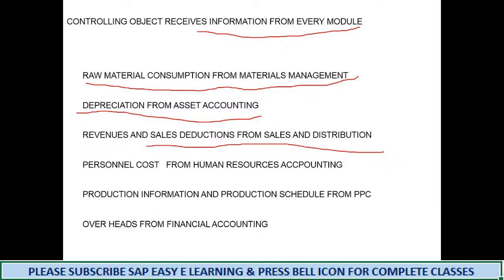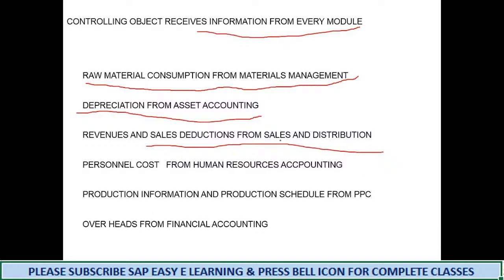What is the original place of this sales revenue? SD. From SD to general ledger to controlling. So controlling receives from SD via the general ledger. That's how every expense will be passed on to controlling via the general ledger.